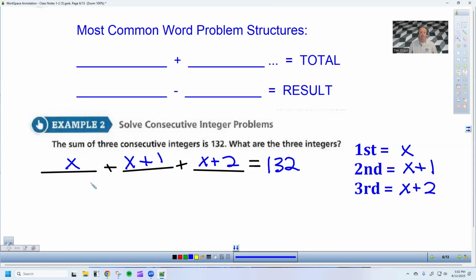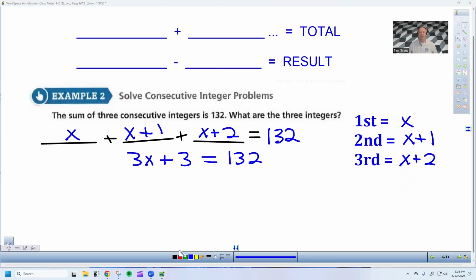There is no distributing to do, but I do have some like terms to collect. x plus x equals 3x. 1 plus 2 equals 3. So the left side is 3x plus 3. The right side is 132. Let's start undoing things. There's a number being added onto the variable side. I'm going to subtract it to cancel it out. So subtract 3 from both sides.